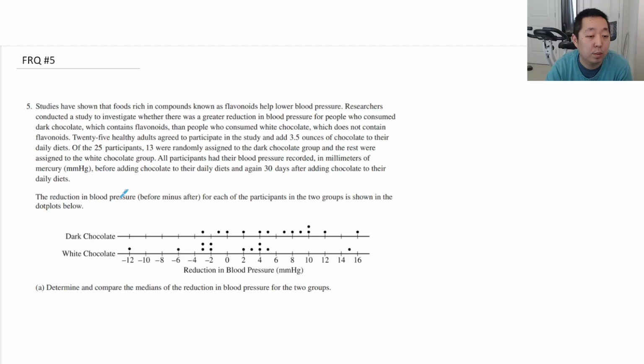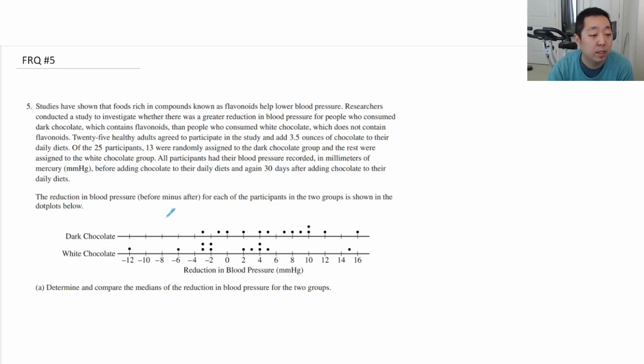All participants had blood pressure recorded in millimeters before adding chocolate to their daily diets, and again 30 days after adding chocolate. The reduction in blood pressure, before minus after, for each of the participants of the two groups is shown in the dot plots below. Determine and compare the medians of the reduction in the blood pressure. Okay, median's the number in the middle.